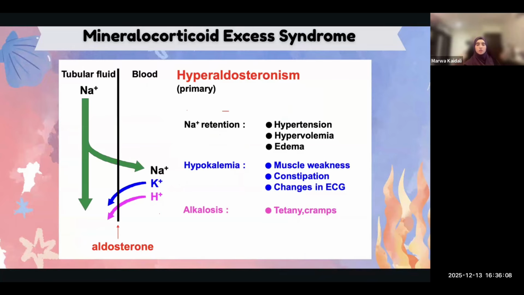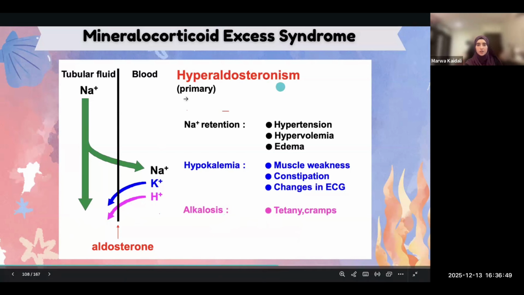Now because we're losing too much potassium, because aldosterone causes increased potassium secretion, we're going to be in a state of hypokalemia. Just know that potassium is important for muscle function, heart function, and bowel motility. So these patients will present with muscle weakness, arrhythmias, and constipation as well. When we're talking about alkalosis, because more H+ is being secreted, it manifests as tetany and cramps. So these patients are going to have a lot of spasms. This is how a patient with mineralocorticoid excess syndrome can present.